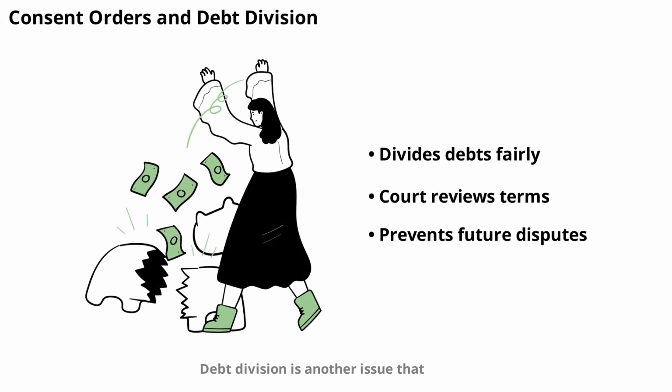Debt division is another issue that can be addressed in a consent order. Both parties agree on who is responsible for which debts, and the court reviews the terms for fairness. This helps prevent future disputes and ensures everyone knows their obligations.